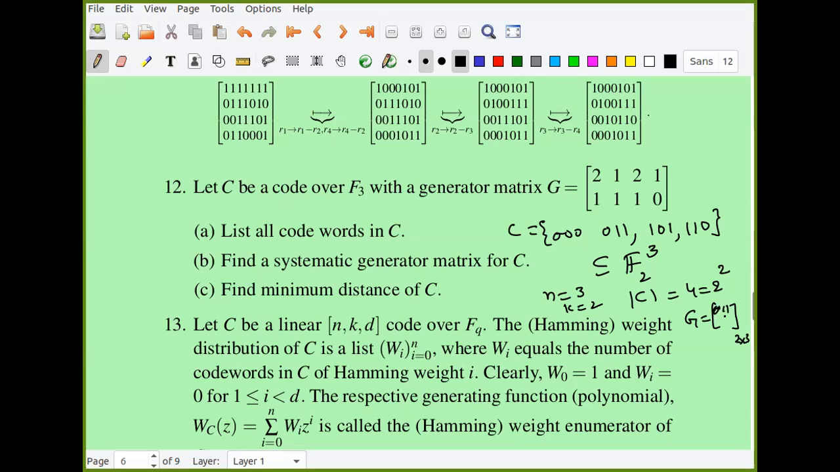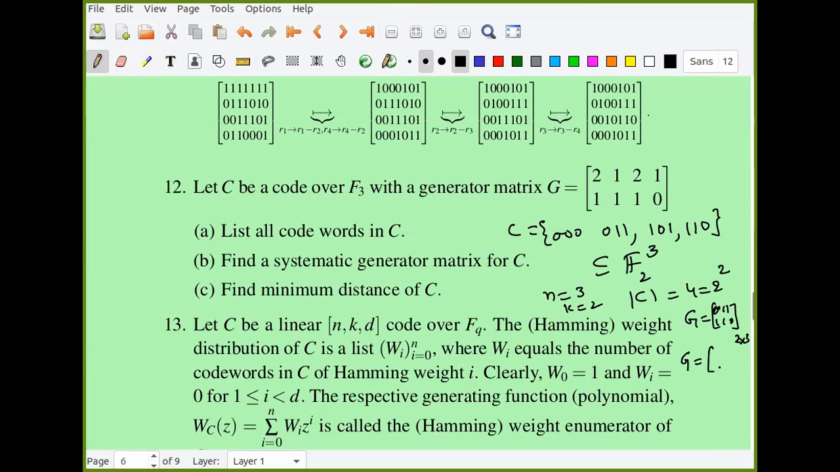But for the second vector I can take any other vector, right? These two are linearly independent, so I can take any other vector. I take 110, right? So this is also a generating matrix, but now it is not in systematic form. But I can do row operations and bring it later. Are you following? It is also a generating matrix.